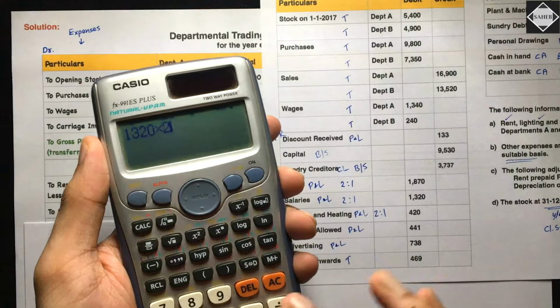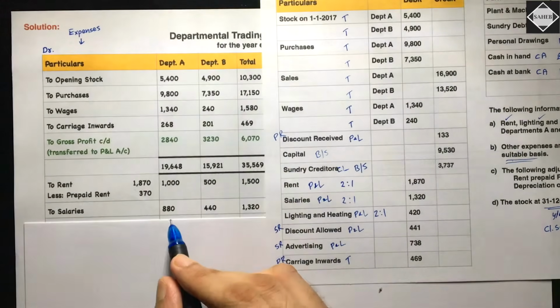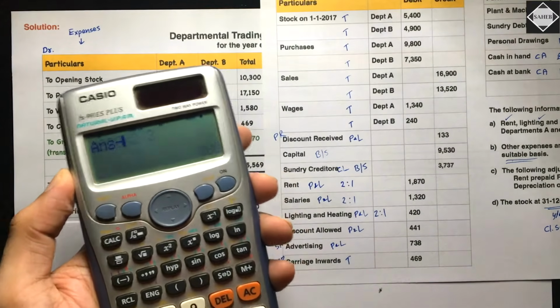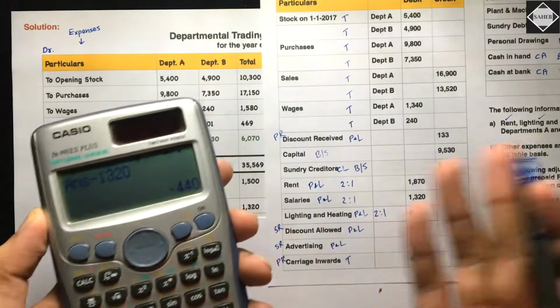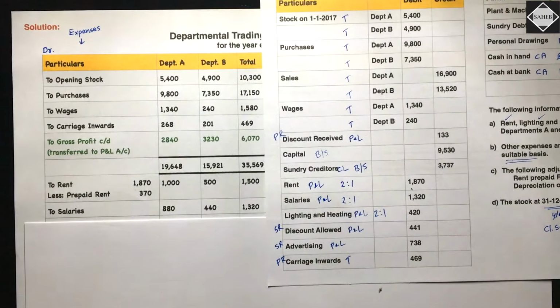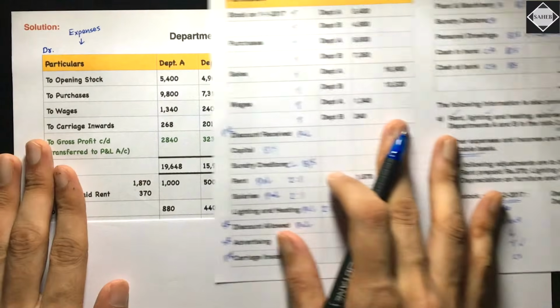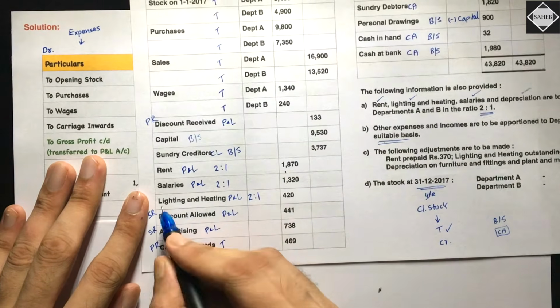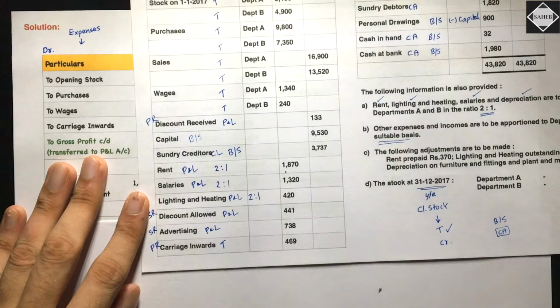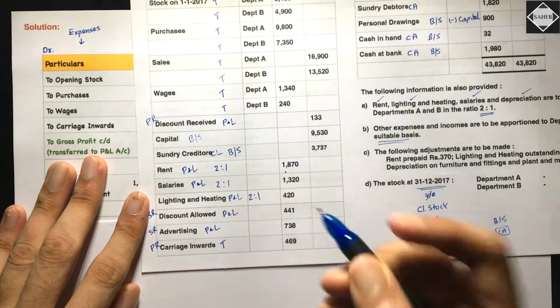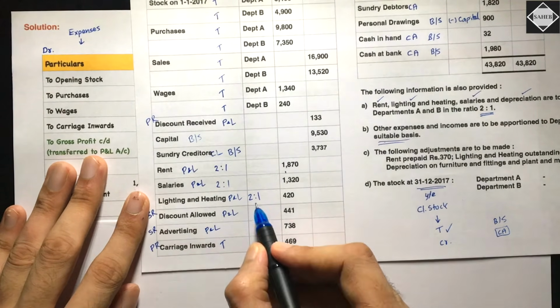1320 into 2 divided by 3, that's equal to 880 for department A. 880 minus 1320, the remaining 440 for department B. Like that you have to take. Is that clear? Simple. Next, what do you have? Next we have lighting and heating. For lighting and heating it's a P&L item. It will go in P&L in the 2:1 ratio.